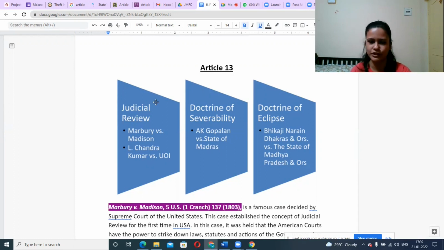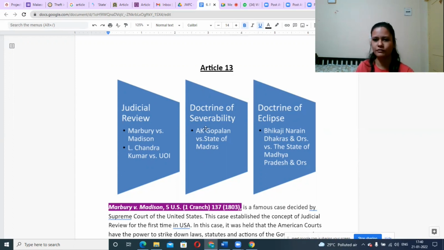So there is this concept of judicial review. Now, how will the judiciary say that this part is not applicable? What method would be applied by the judiciary? That is explained by way of two concepts, which are the doctrine of severability and the doctrine of eclipse. Say there is a legislation, and a certain part of that legislation violates one of the fundamental rights. The judiciary came to know about it. But now, how will the judiciary declare that this is void, this would not be applicable? That process is explained in these two concepts.